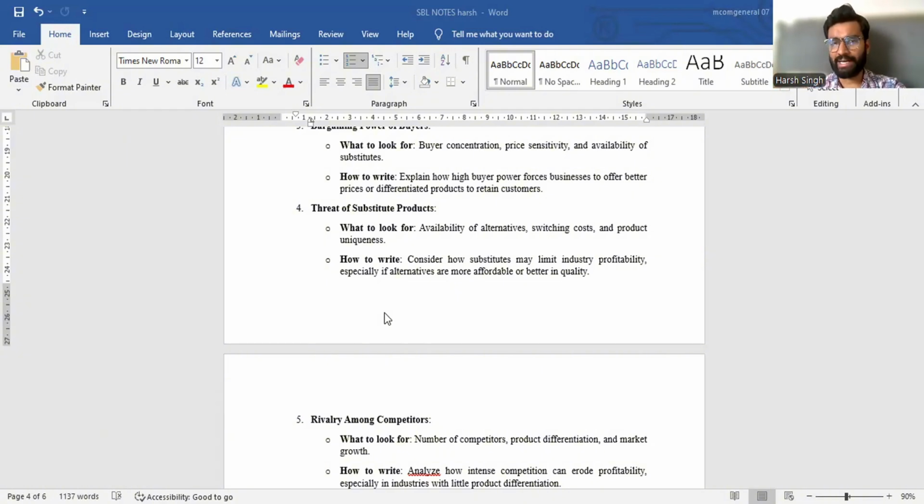Now, how to write the question? You have to consider how substitutes may limit industry profitability, especially if alternatives are more affordable or better in quality. This is something that you have to write in your answers. You have to talk about the substitute products everywhere. Now, I hope this part is clear to all of you.